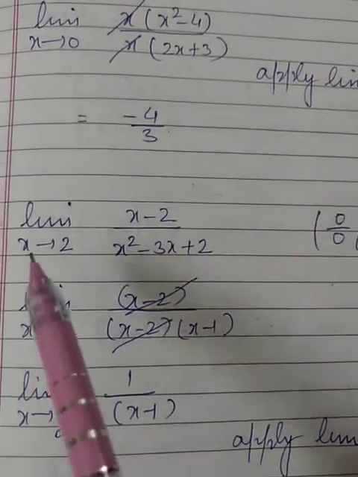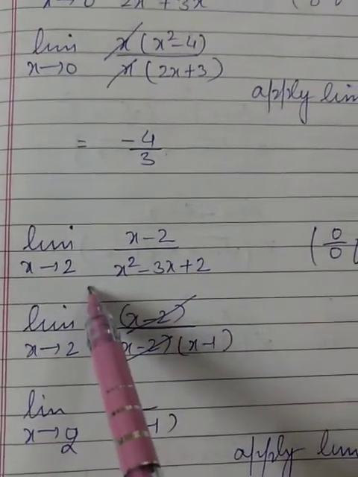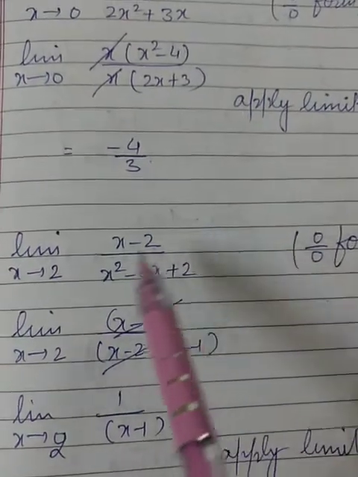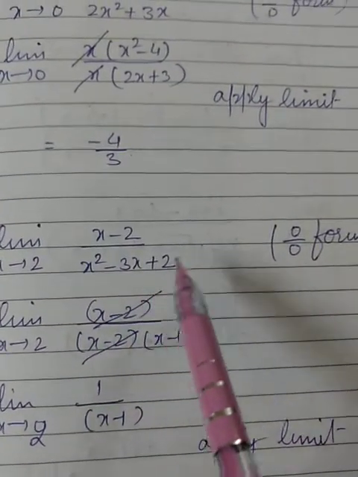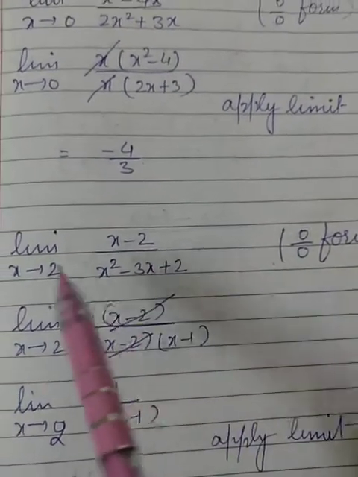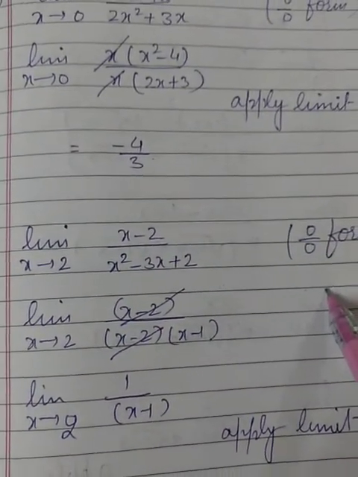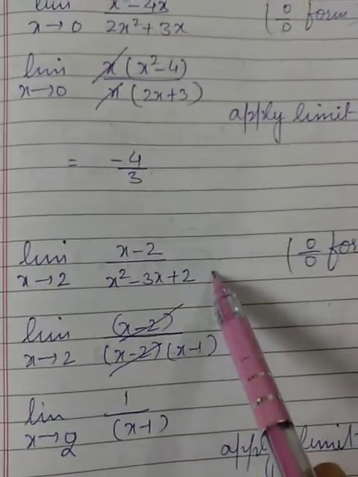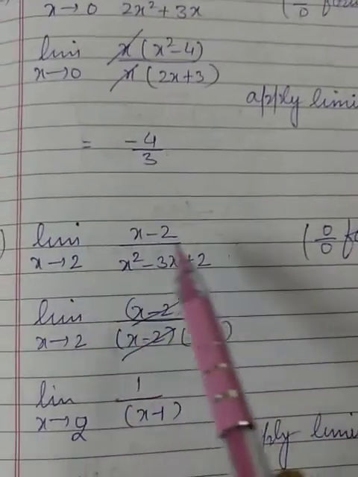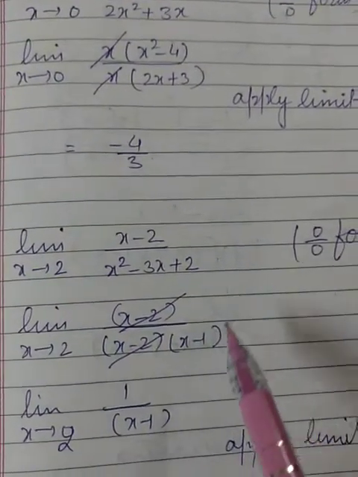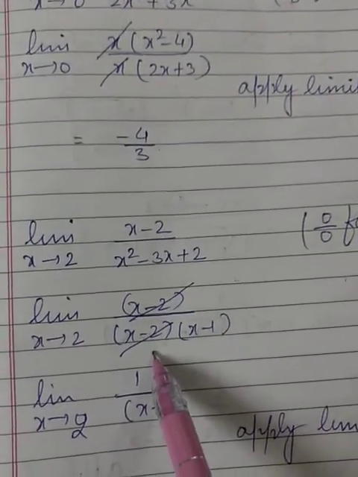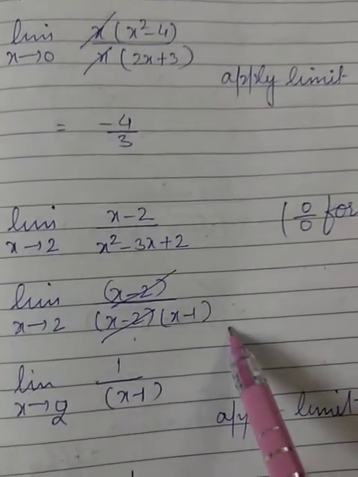Again, this time we have limit x tending to 2, (x minus 2) upon (x square minus 3x plus 2). When we substitute this limit, we are getting 0 upon 0 form. Now nothing is common, so we try to factorize the numerator and denominator. See, the factors of the denominator are x minus 2 and x minus 1.